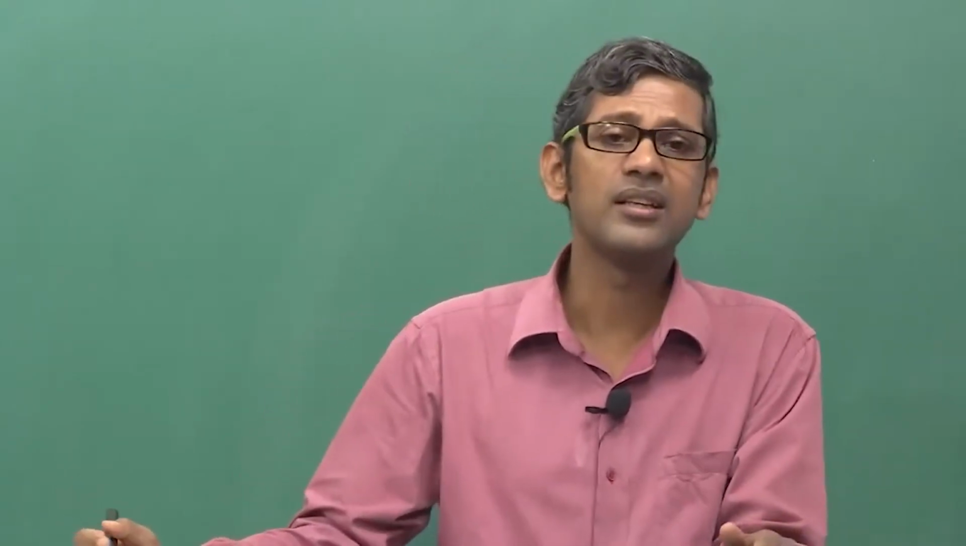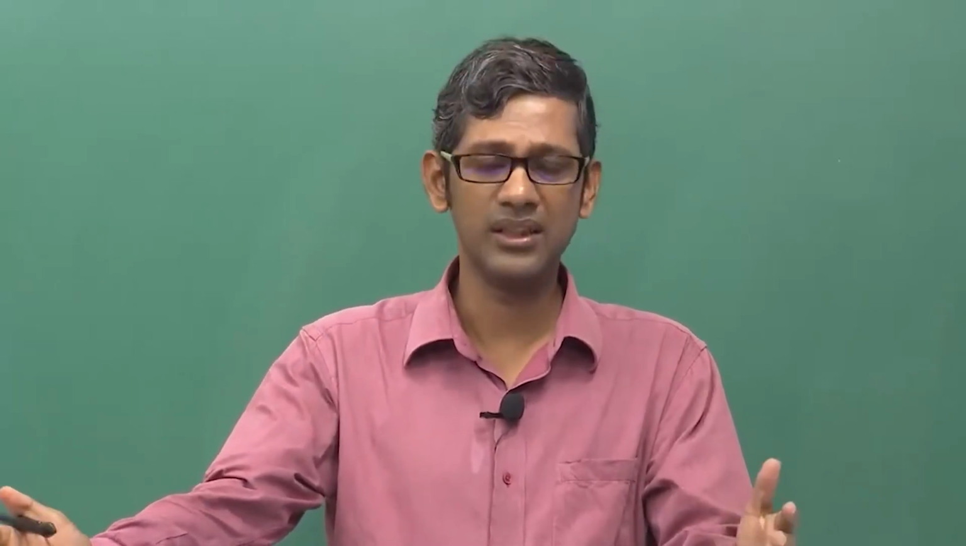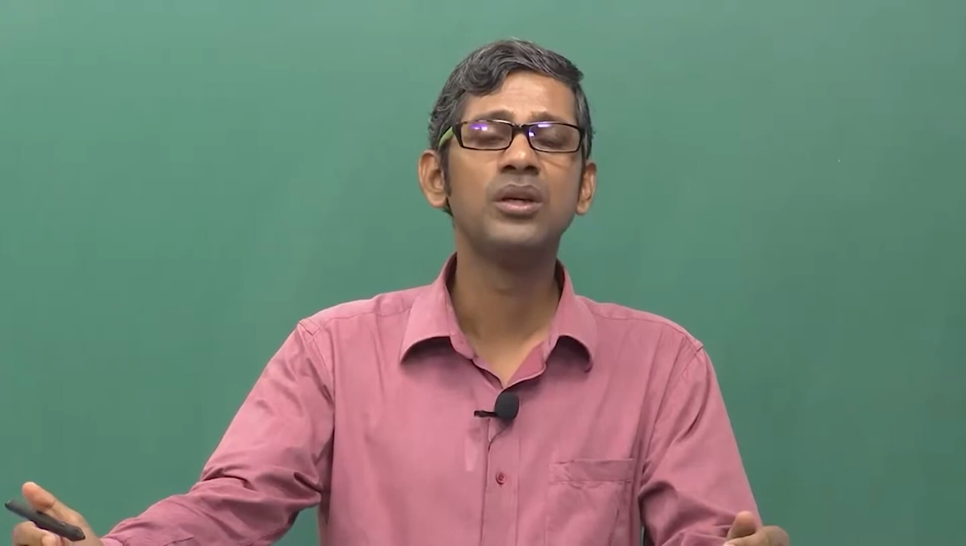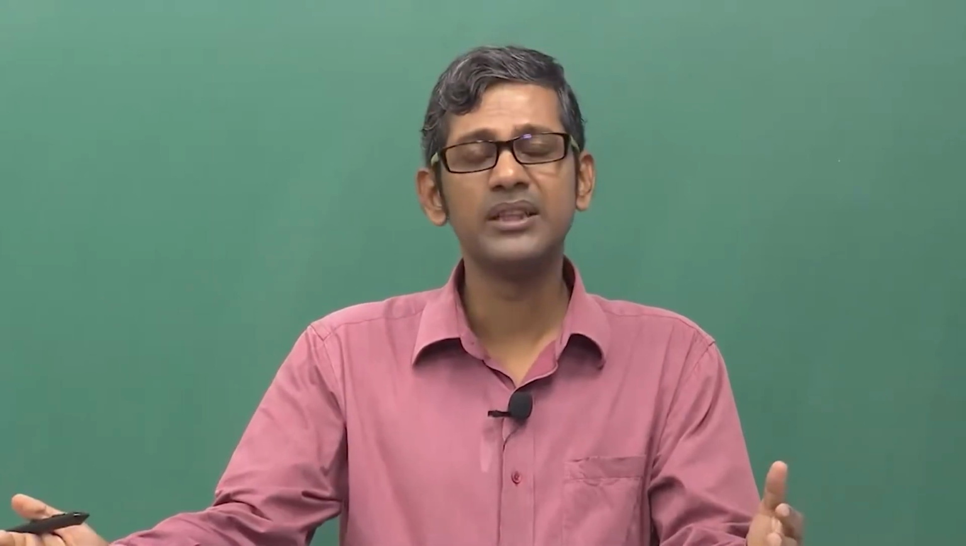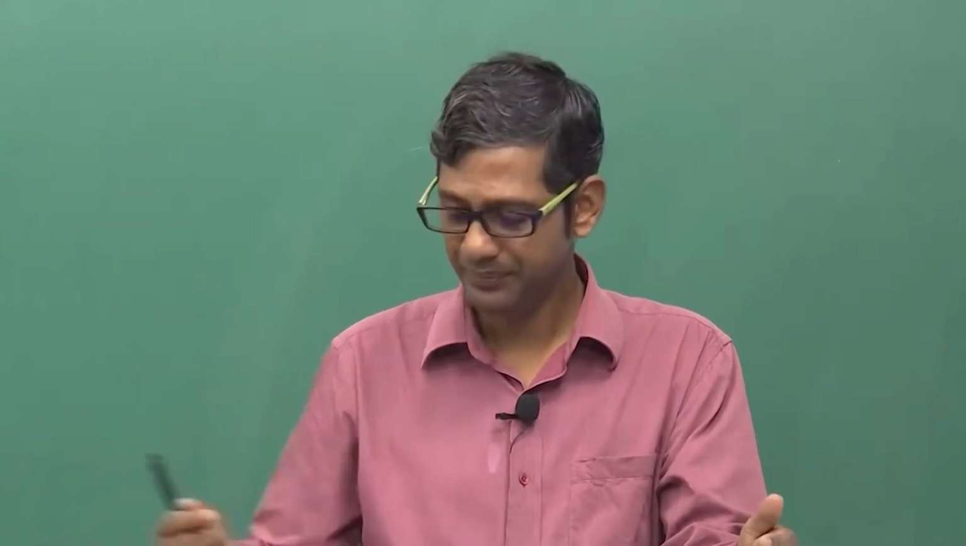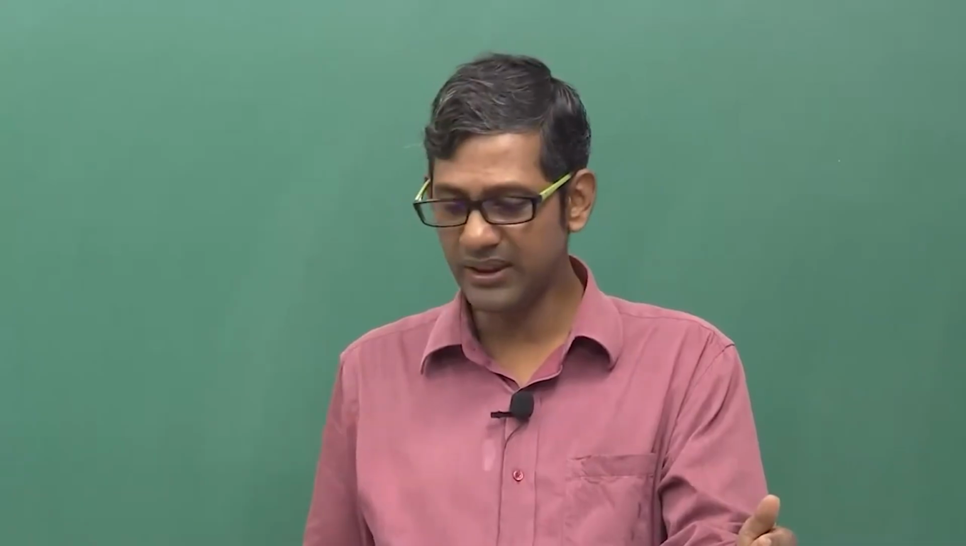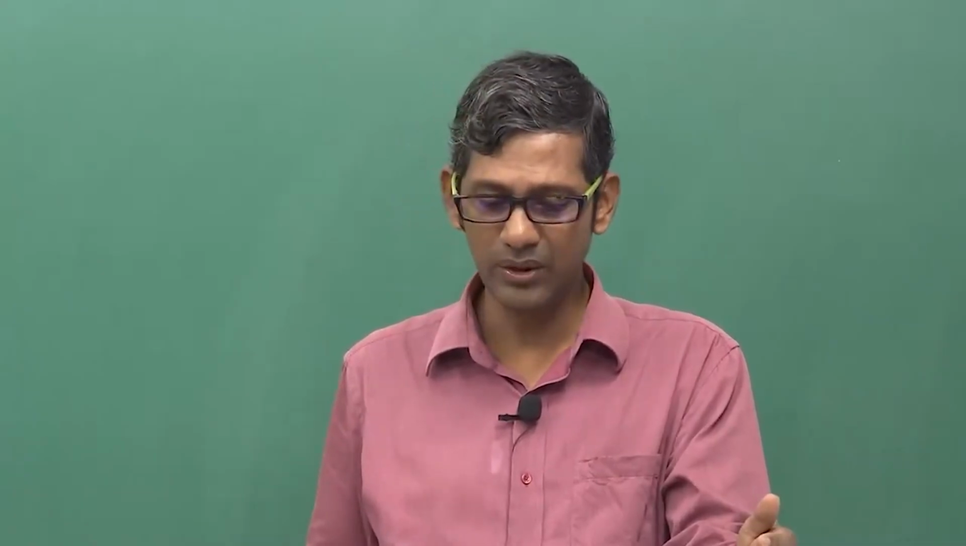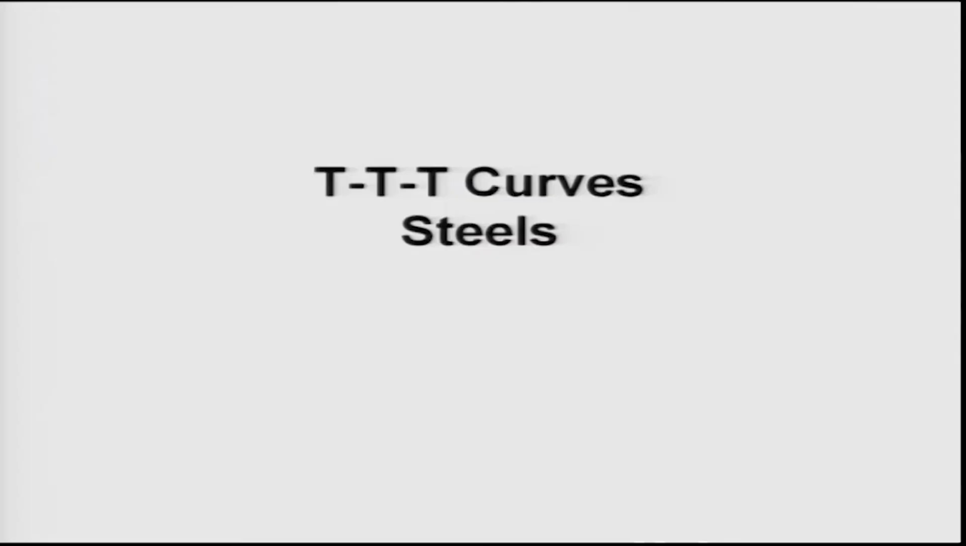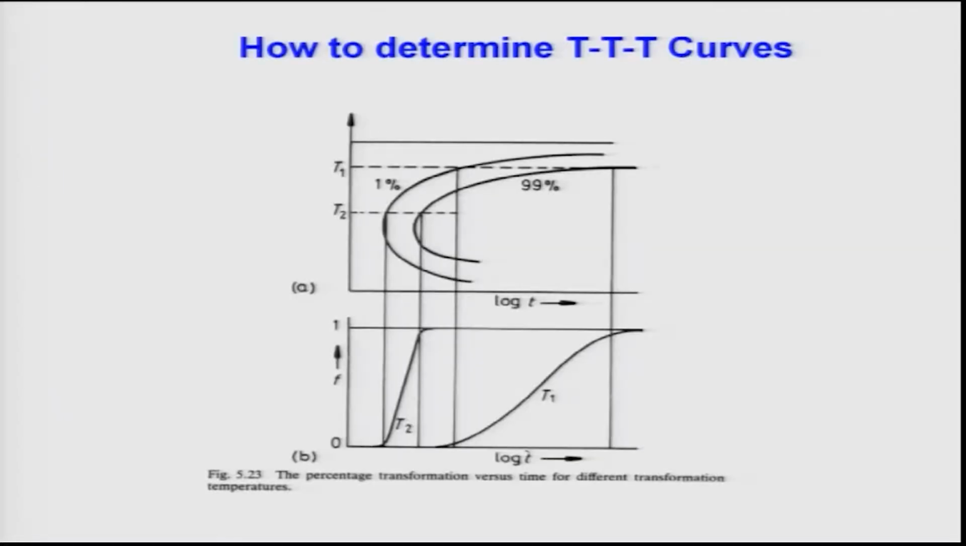Now the question is, if we know that steel undergoes all these kinds of transformations from the austenite when it is cooled differently, then can we study the kinetics of the phase transformations and use these results as a means to get some information regarding the transformation? That is what is done using TTT curves. So first of all, let us discuss how these TTT curves are actually determined.